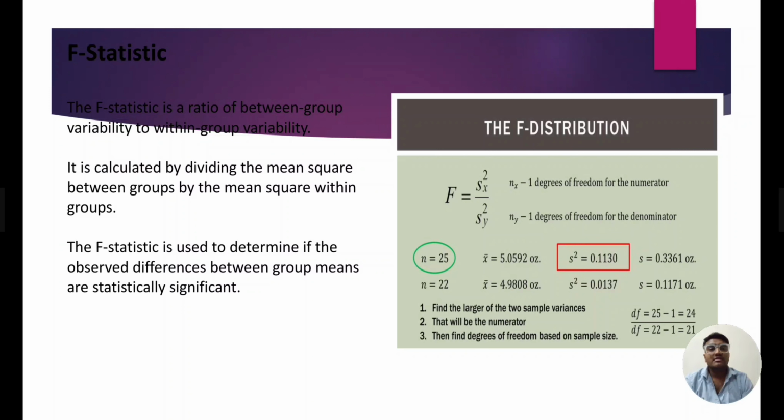F statistic. The F statistic is a ratio of between-group variability to within-group variability. It is calculated by dividing the mean square between groups by the mean square within groups. The F statistic is used to determine if the observed differences between group means are statistically significant.